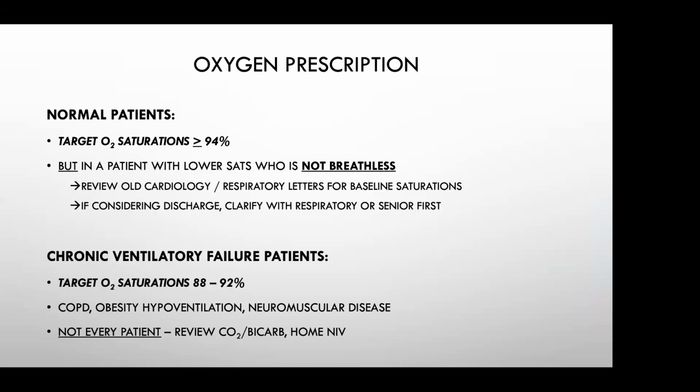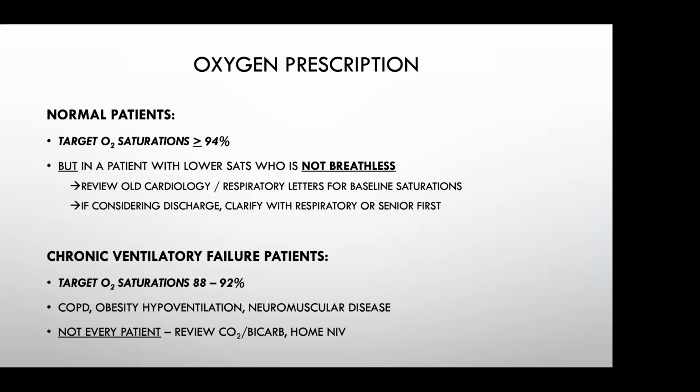Oxygen prescription. In general, if you've got a patient who's sort of normal, and by that I mean not a chronic respiratory patient, your target saturations will be 94%. In some patients who are known to have chronic respiratory disease, they may have lower sats, 90 to 92%, and be absolutely fine with it.